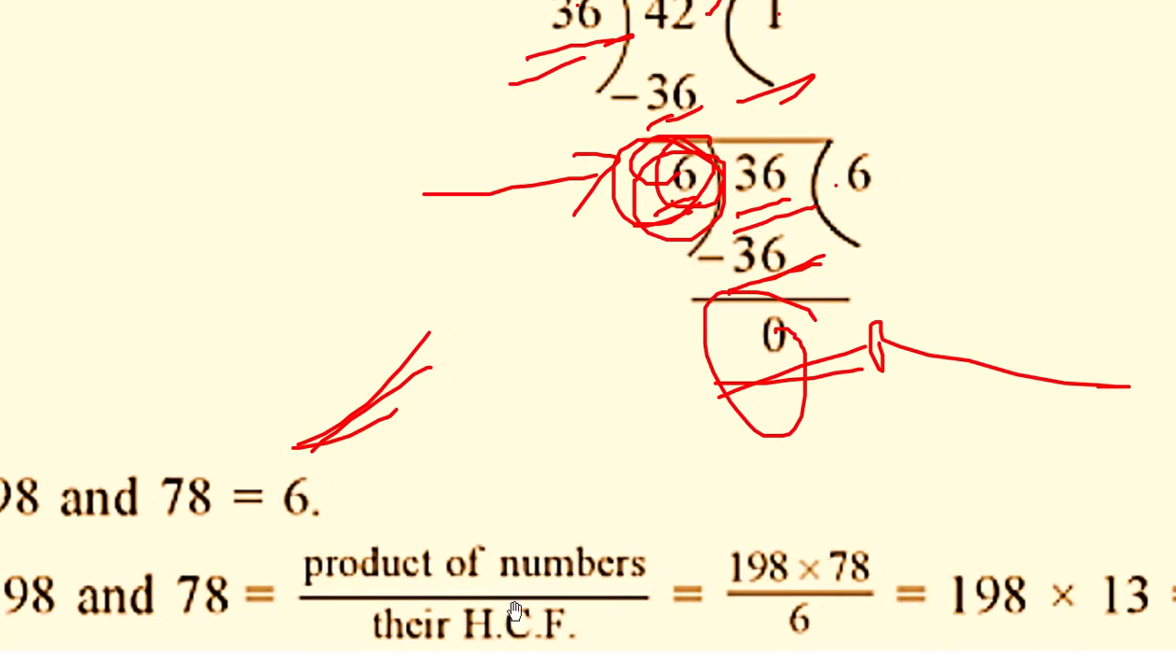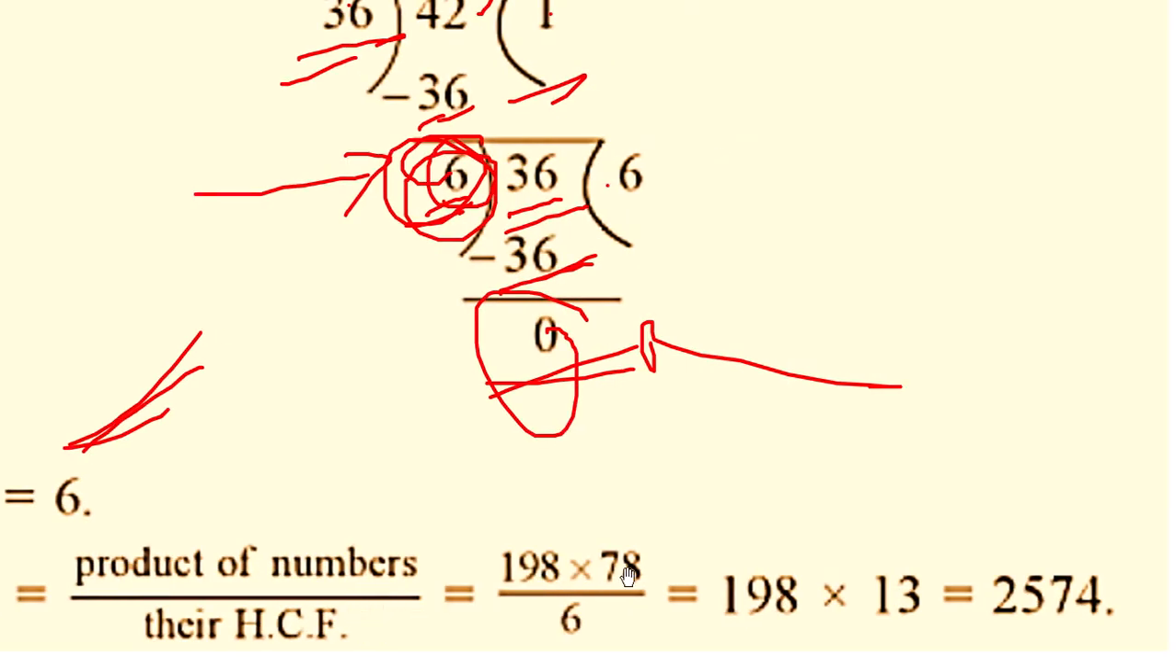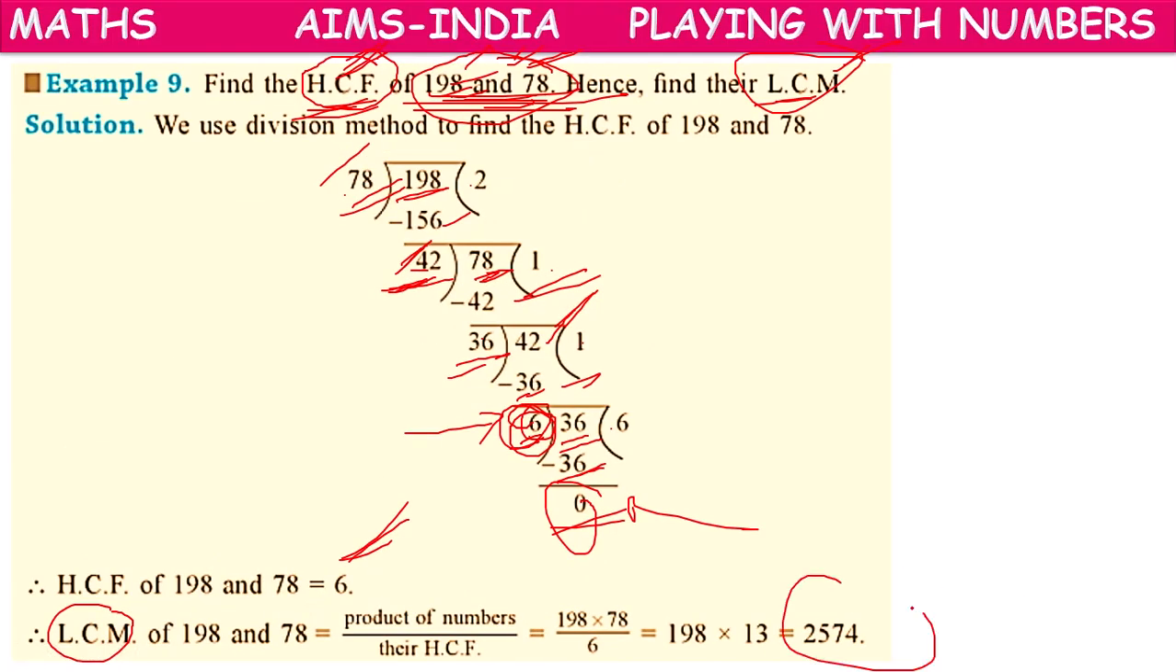So after finding HCF, how to find LCM? Product of numbers by HCF. So 198 into 78 by 6. 6 13 times 78. So 198 into 13, 2574. This is the answer. In this way, first we have to find HCF, then with the help of HCF and numbers, we can find the LCM.